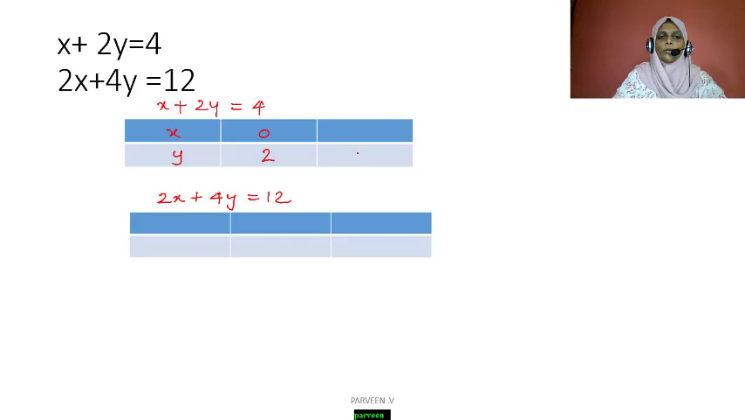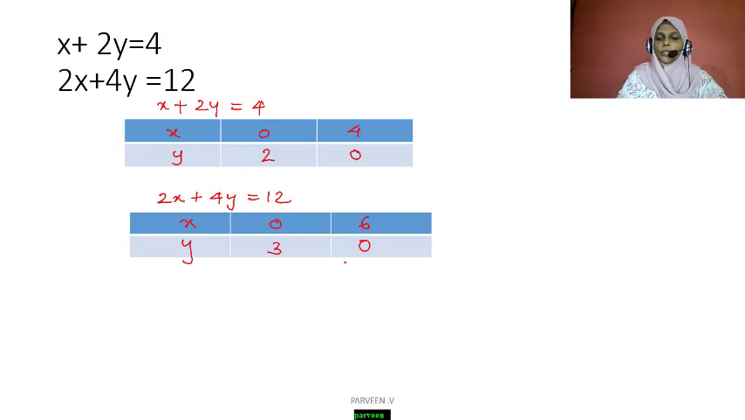Same way, I have put y as 0. So x is clearly 4. So I've got two sets of values there. Now x, y for 2x plus 4y equal to 12. Again, x is 0, so 2 into 0 is 0, 4y is equal to 12. So y is equal to 3. If I try y as 0, 4 into 0 is 0, 2x is equal to 12. So x is equal to 6.